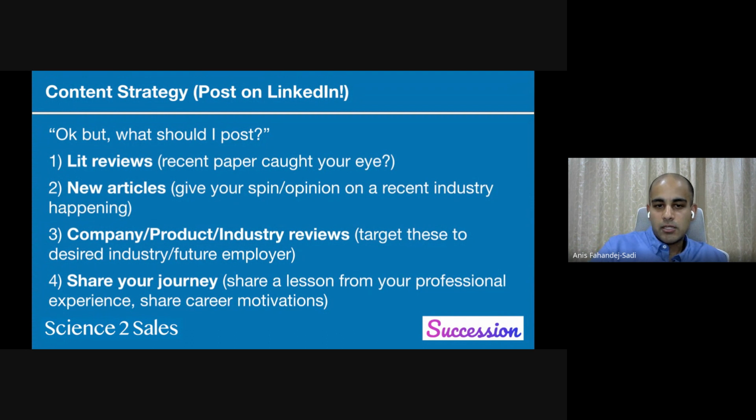And the last one is more of the personality building part of it, the brand building part of it, is you share your journey, right? You share some snippets about your professional experience, what motivates you, what are some of the things you learned, right? This is another thing that kind of differentiates you from the crowd.